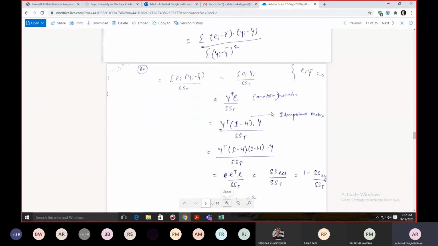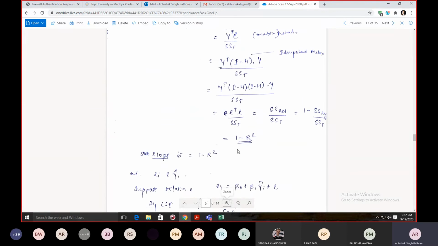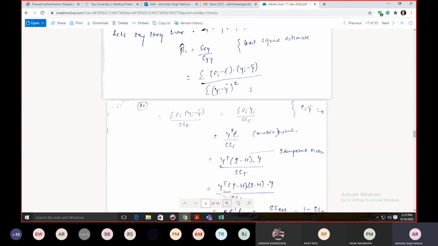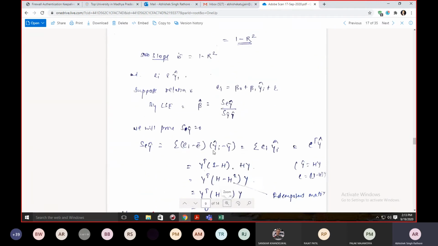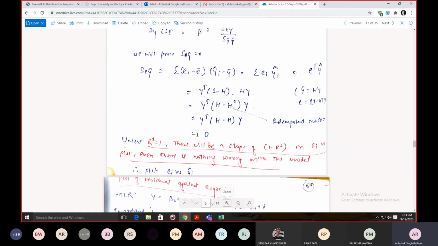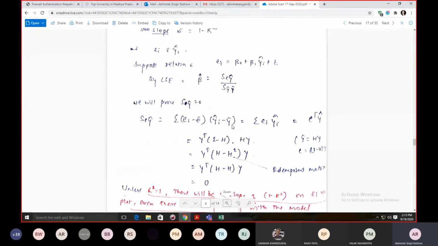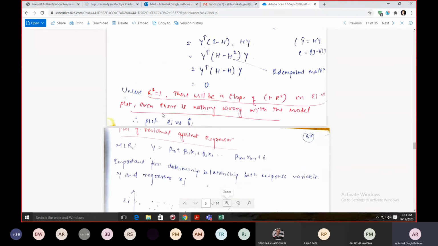So when we are getting all those values, we can say that we are getting a slope that is 1 minus r square. When we equate this to 0, there will be a slope of 1 minus r square in your ei plots, even when there is nothing wrong with the model, so it will not give a very good plot. We are not going into the description of this model because it is not necessary for your syllabus.